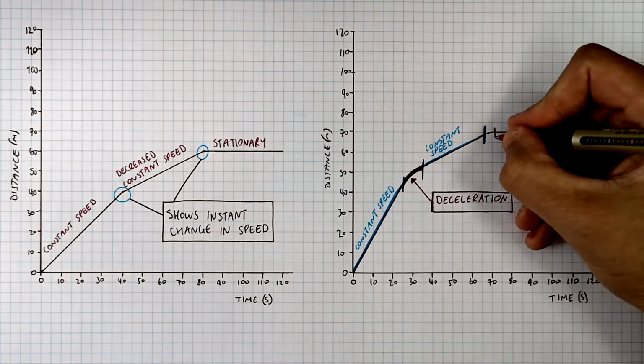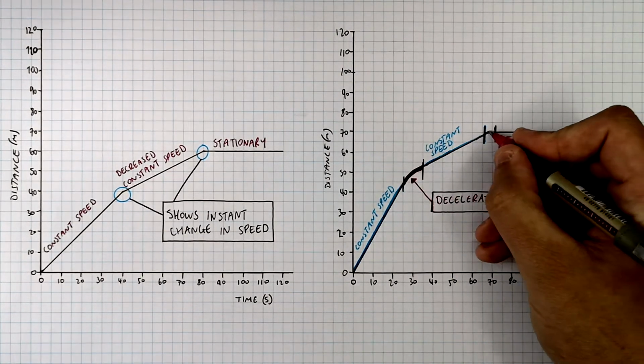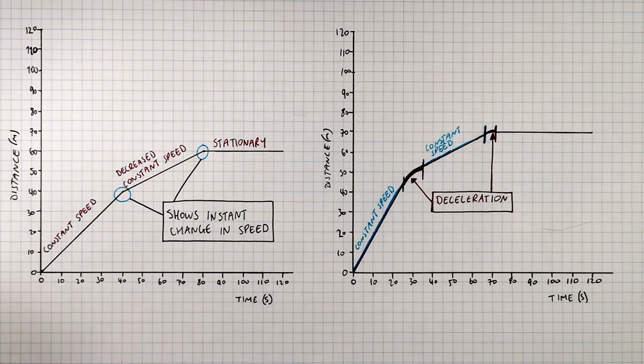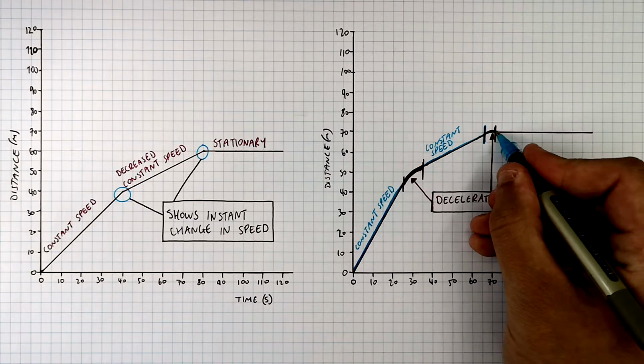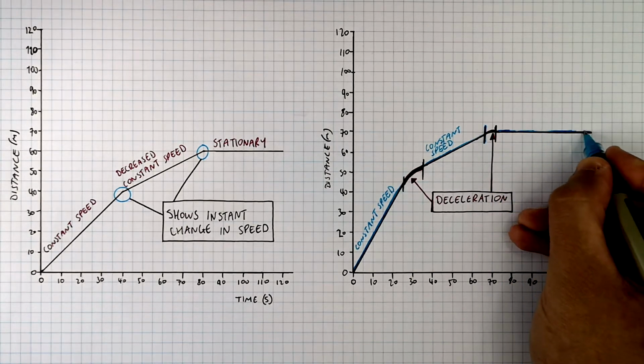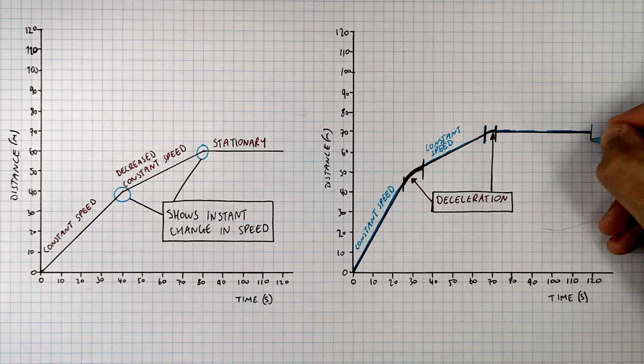and then you've got another curve here in the graph. This shows another area of deceleration, so the car will then come to a stop. This part of the graph here, the car is not moving, so it's stationary.